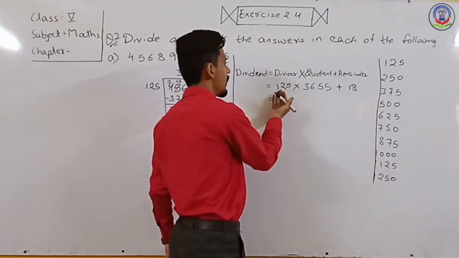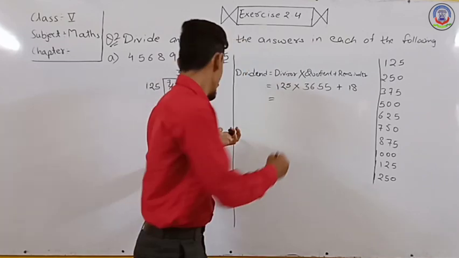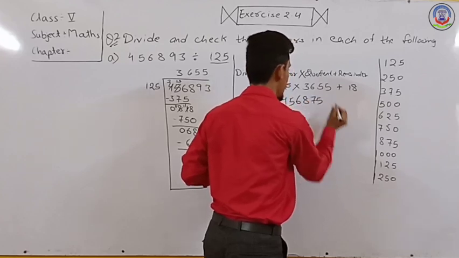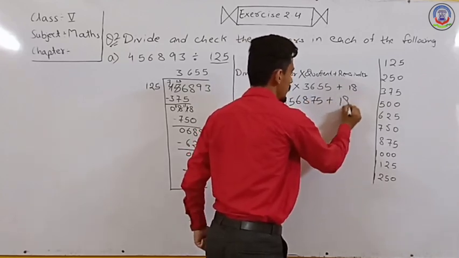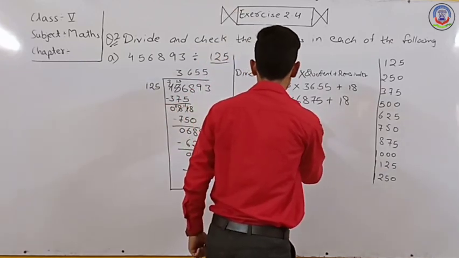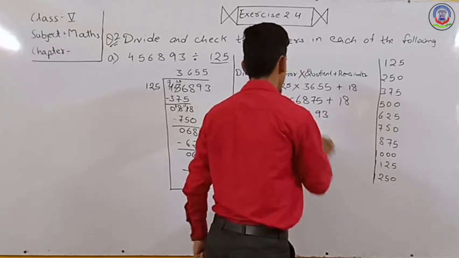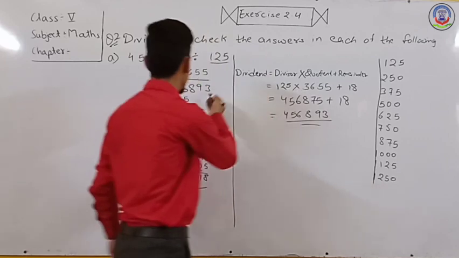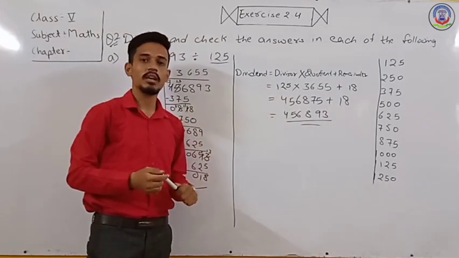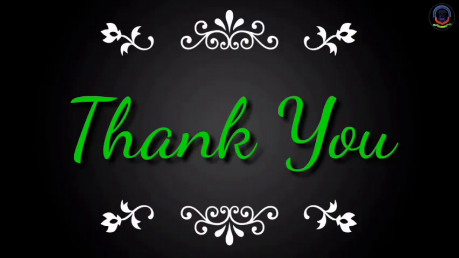So multiplication of 125 and 3655 is 4,56,875. And when we add 18, we get 4,56,893. So it is our dividend also. Let's see, 4,56,893. So that's how we can check the answer of division. Okay. Thank you.